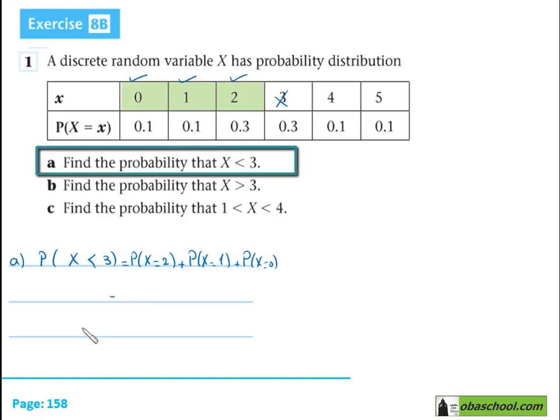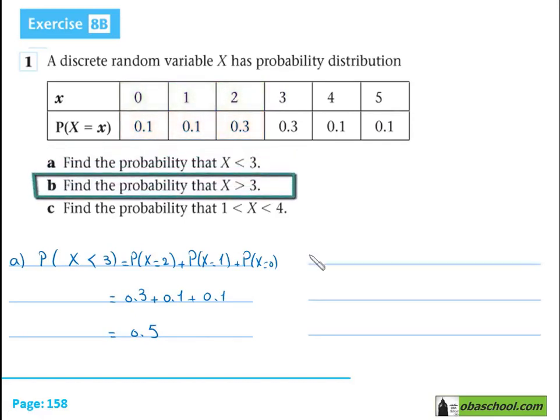Now, we read the probability. So, 0.3 plus 0.1 plus 0.1. The answer is 0.5. This is for part A.